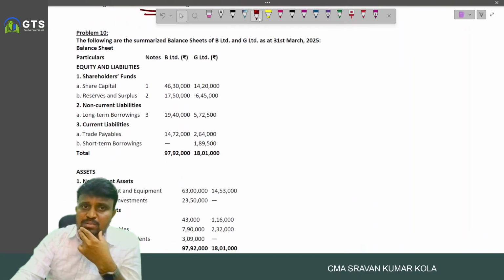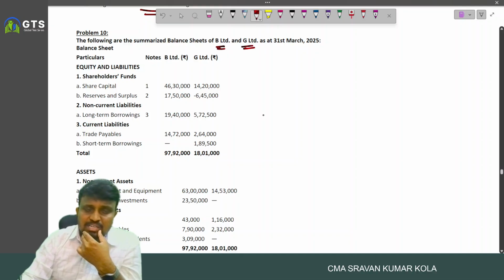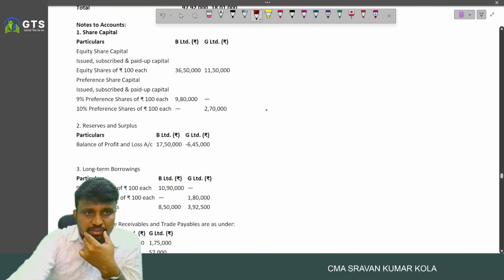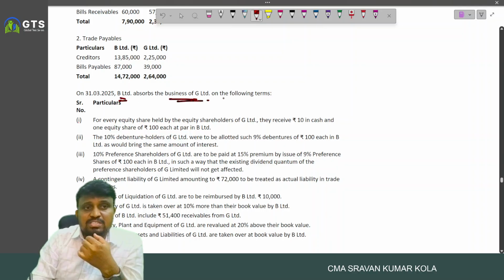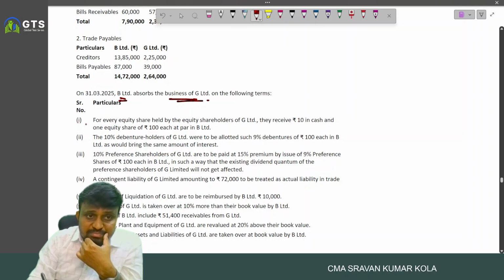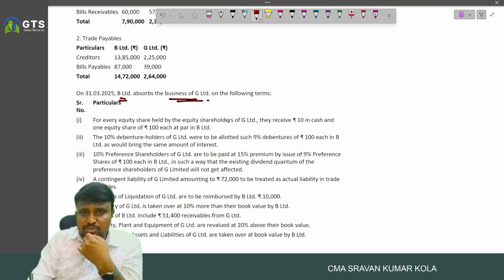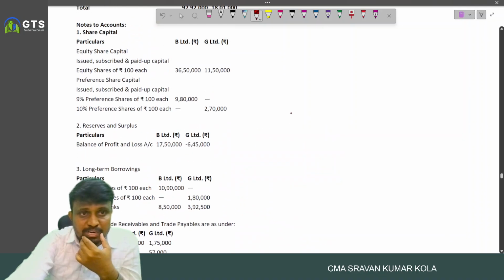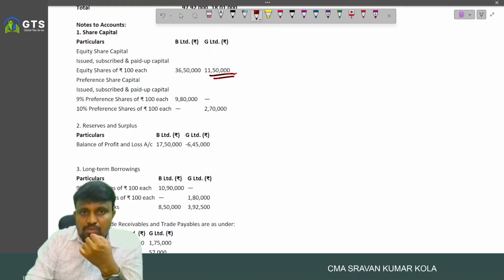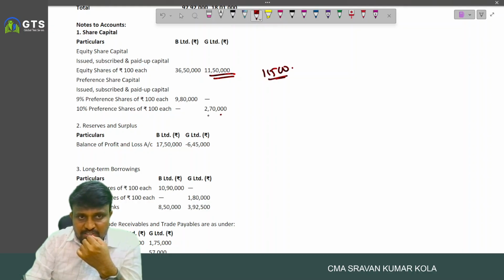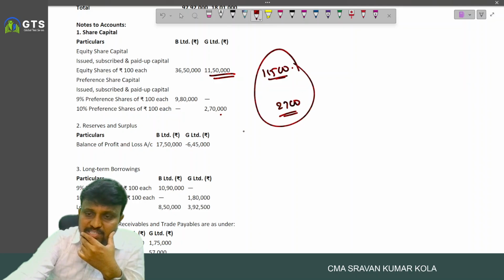The following are the summarized balance sheets of B Limited and G Limited, and the data was provided. Okay, and notes to accounts was given. B Limited absorbed the business of G Limited. For every equity share held by equity shareholders of G Limited, they receive 10 rupees in cash. First of all, how many equity shares are held in G Limited? 100 rupees each means 11,500. And the preference shares are nothing but 2,700. These are the equity shares and preference shares held.